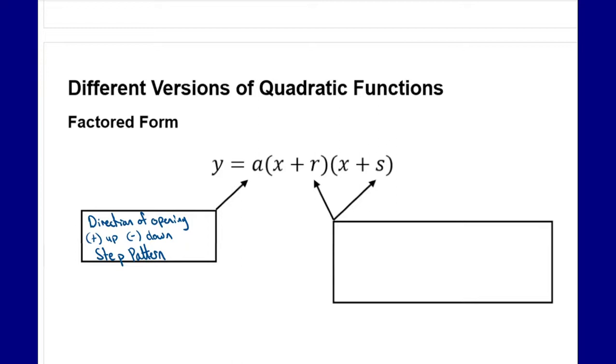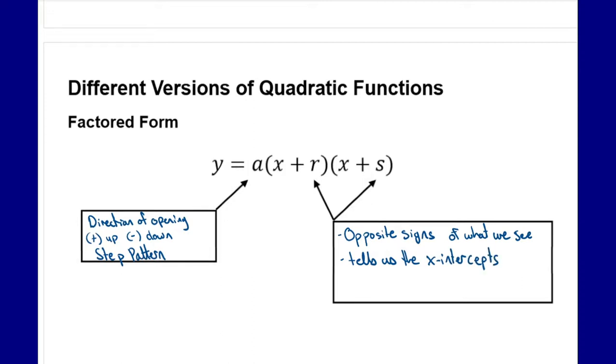The r and the s values tell us the roots, or the x-intercepts. But we want to be careful because it's not exactly as we see it. It is the opposite of what we see. Specifically, by opposite we mean opposite signs of what we see. And it tells us the x-intercepts.